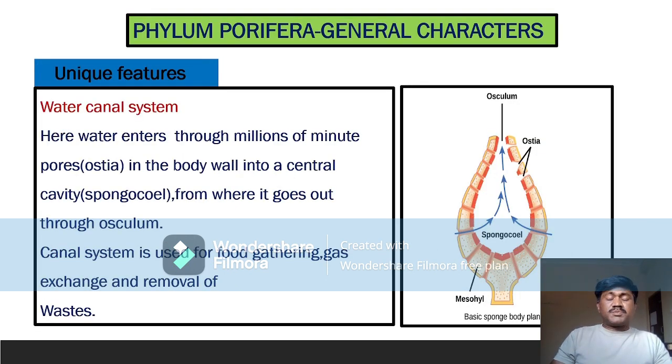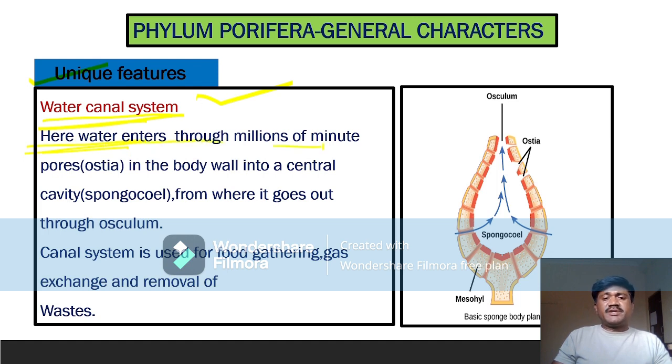Come to some special, unique features of the Porifera phylum. These animals show a unique feature, that is the water canal system. Just now I said respiratory system and circulatory system are absent, yes or no? So in place of the respiratory and circulatory systems, the water canal system helps to perform respiration as well as circulation. It brings water inside, bringing in dissolved oxygen, and the waste material diffuses outside and goes out through the water only, right? So like that the water canal system helps here.